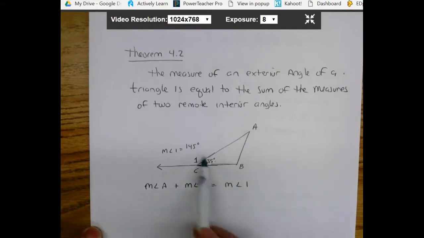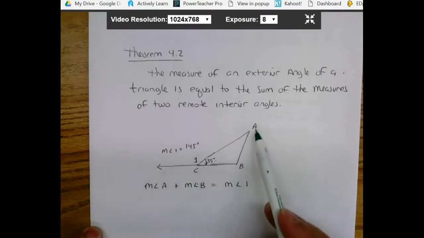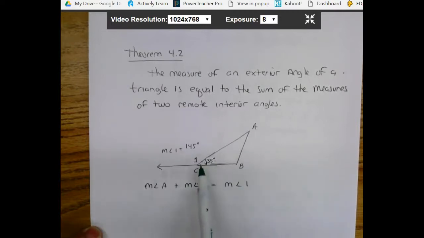And that makes it 180. So these two angles form 180 degrees. But also, if you remember, this plus this forms 180 degrees. So if this is 145, then these two angles together also have to be 145 to make the whole thing equal to 180. That's kind of how this works. So if you know an angle in the exterior next to another angle within the triangle, that can help you figure out what the other two angles are equal to.